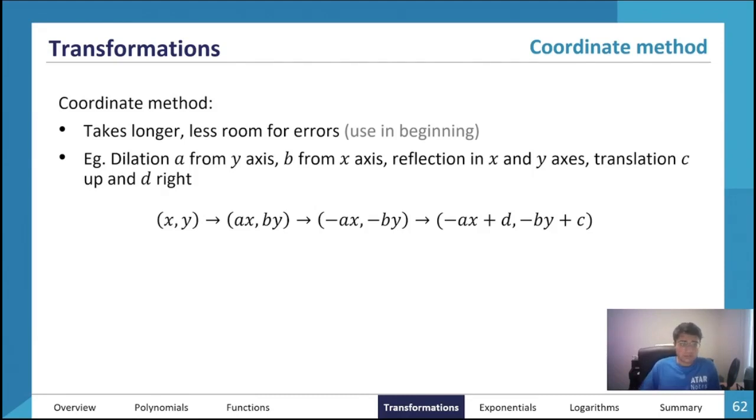So the first step in the coordinate method is write out an ordered pair. We call this an ordered pair, x and y. This represents the entire set of points on a particular graph.